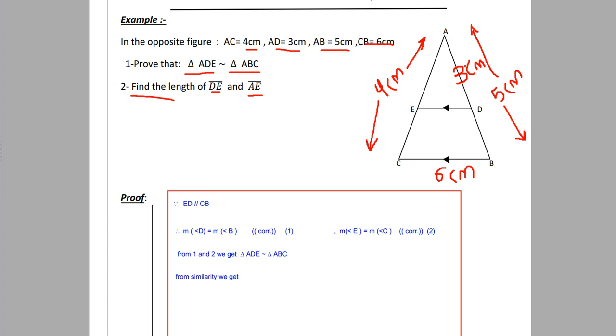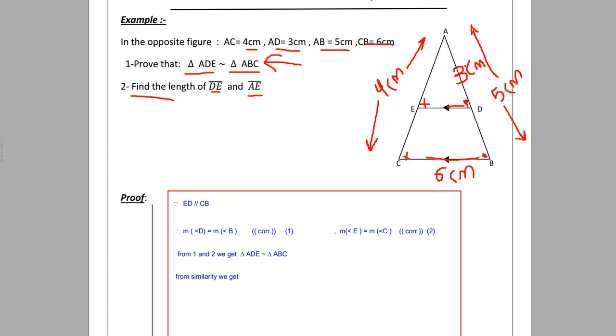Okay, so let's prove together that these two triangles are similar. By focusing on this figure, we will find that ED is parallel to BC. So what can we deduce from this parallelism? We will deduce that the measure of angle D equals the measure of angle B, because they are corresponding angles, as we learned in prep 1. And the measure of angle E equals the measure of angle C.